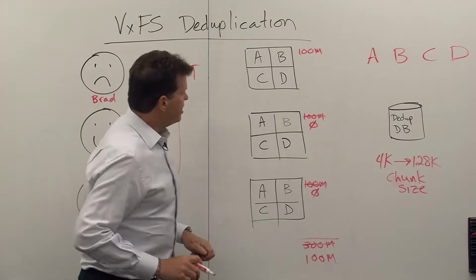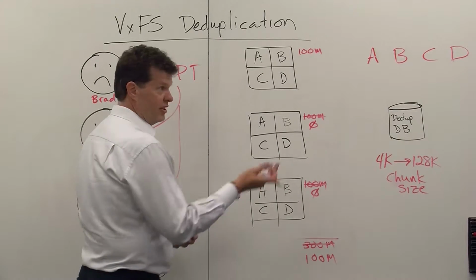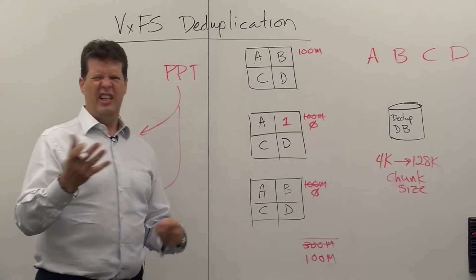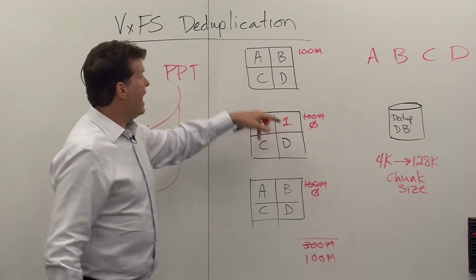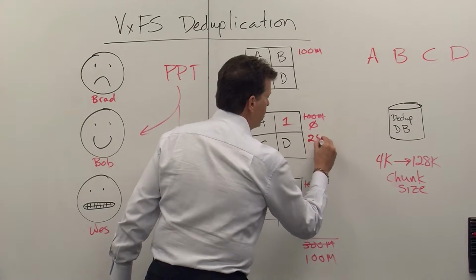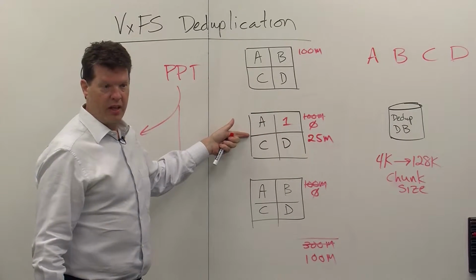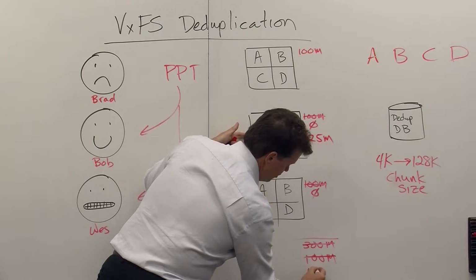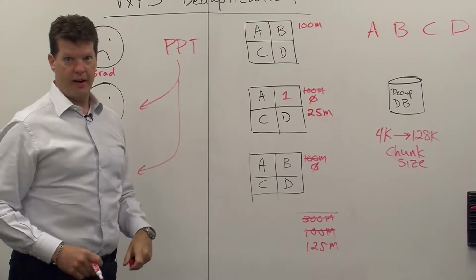But let's say Bob goes in here, and he likes the presentation, but he wants to change a few things. Turns out he's going to change a lot, because he's going to go in here and change 1 whole quadrant, say 25% of this. Well, that's new data, and it's not deduped, because we haven't run the dedupe engine yet. So we've got now 25 megabytes associated to this PowerPoint presentation. So now, because he made these changes here, we've gone to 125 megs for this particular set right here.